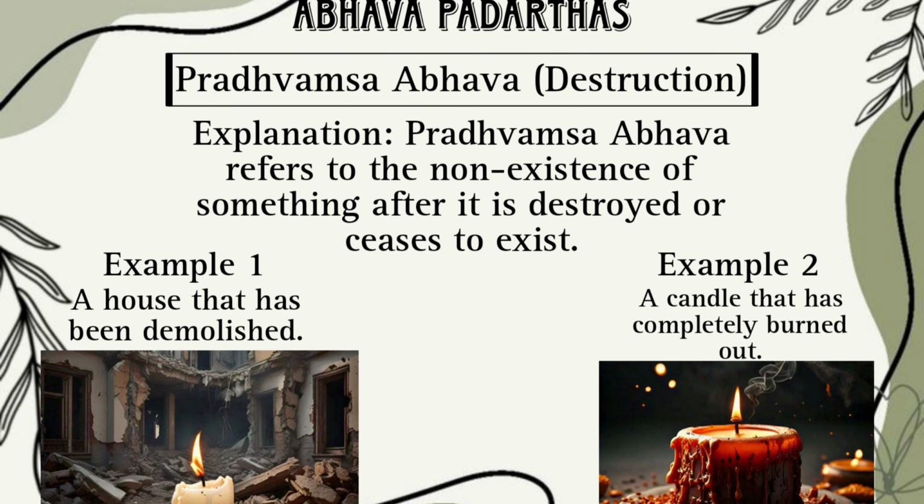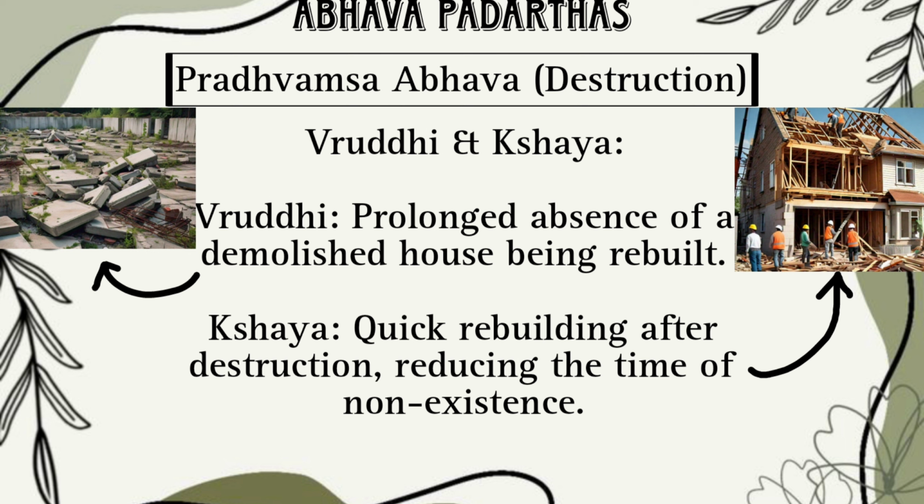Then Pradvamsa Bhava, that is destruction. Explanation: Pradvamsa Bhava refers to the non existence of something after it is destroyed or ceases to exist. Example 1: a house that has been demolished. Example 2: a candle that has been completely burned out. Vriddhi: prolonged absence of a demolished house being rebuilt. And Kshaya: quickly rebuilding after destruction, reducing the time of non existence.